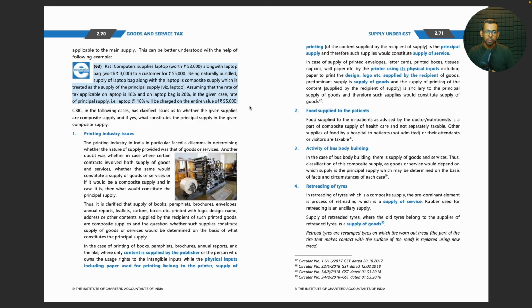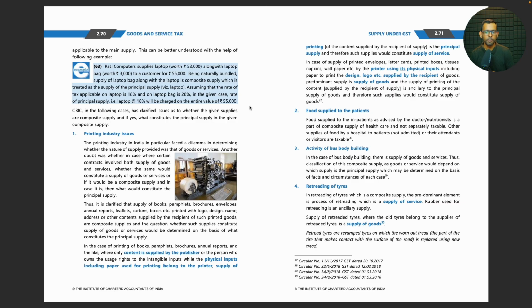This can be understood with the help of the following example. Rati Computer supplies laptop worth rupees 52,000 along with a laptop bag worth rupees 3,000 to a customer for 55,000. Being naturally bundled, supply of laptop bag along with the laptop is a composite supply which is treated as the supply of the principal supply. Assuming that the rate of tax applicable on laptop is 18% and bag is 28%, in the given case, rate of principal supply will be applied, which is 18%.